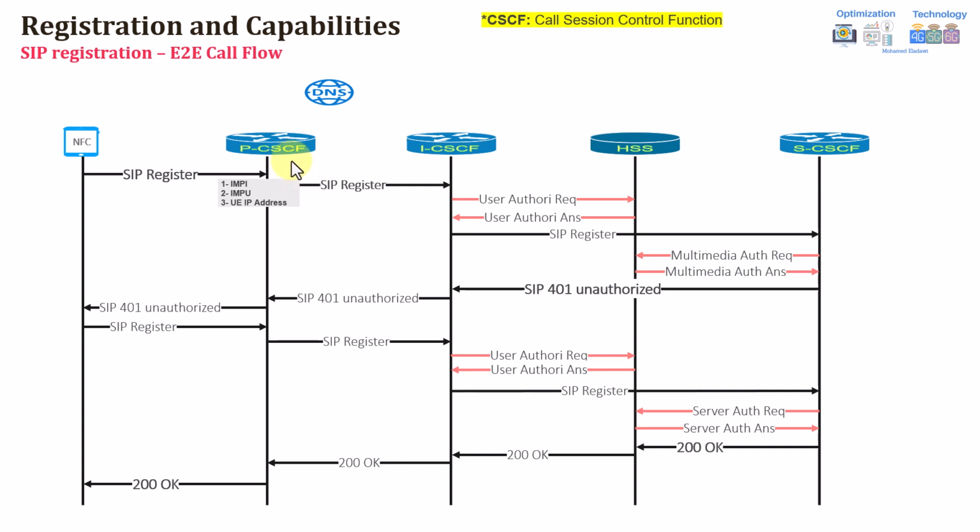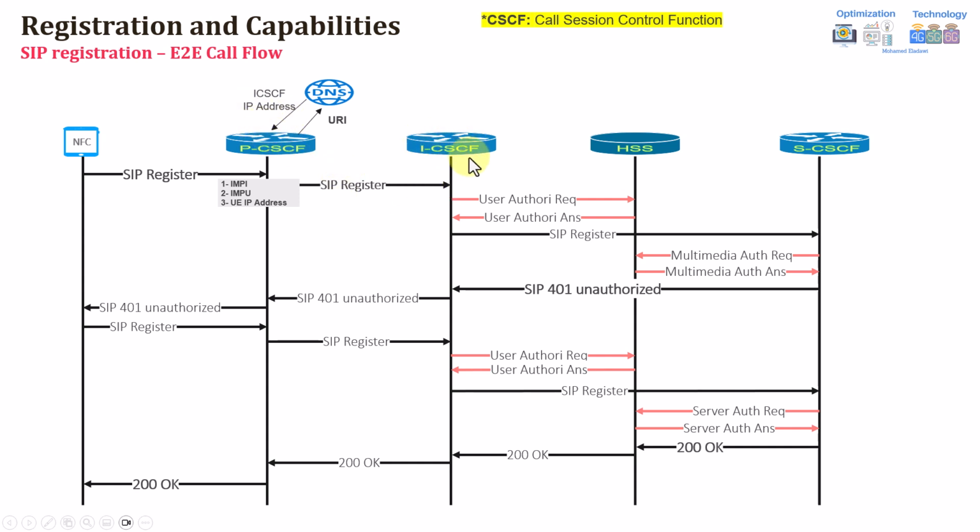The main idea is that it cannot be forwarded from the proxy to the interrogating directly, because the proxy still doesn't know the IP address of the interrogating CSCF here. So the proxy call session control function needs first to query the DNS, asking about or getting the IP address of the I-CSCF. Once it has got the I-CSCF using the SIP URI, which is included in the SIP register, the DNS will tell it you can send it to this particular IP address. So it will forward the same message here.